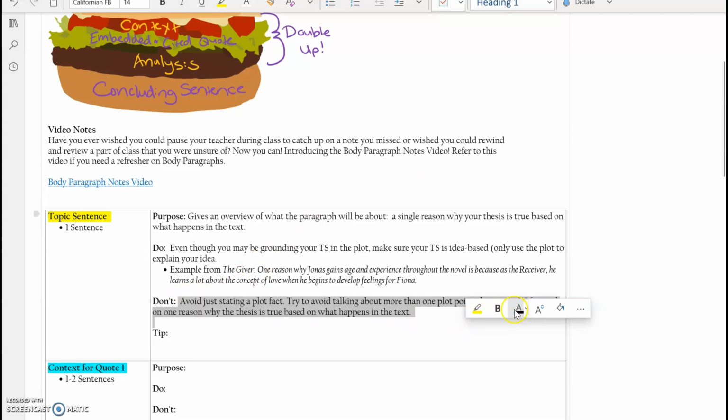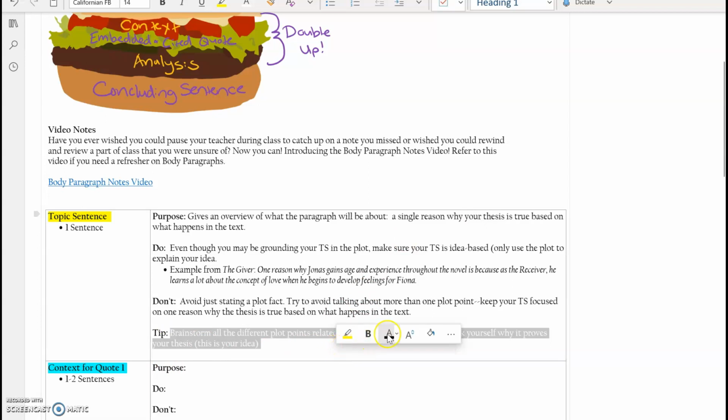As for the don'ts, don't just state a plot fact. You want to avoid talking about more than one plot point. Keep your topic sentence focused on a single reason why the thesis is true. Remember, you have what's called the burden of proof here. You have to show your reader that it's true using the text. So keeping yourself very narrowly focused is super important here. You always want to avoid a quote or a question for your topic sentence. Your topic sentence needs to be a bold statement that you're making in support of the thesis.